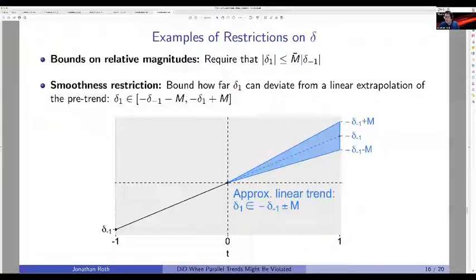Of course, we may not think that linearity is exactly right. And so we're going to think about these smoothness restrictions that say that this trend is smooth, so it can't deviate too much from the extrapolation of this line. So here I've said that there's some bound m such that if I had the true pre-treatment difference in trends, I could extrapolate that, and I wouldn't be off by more than m as to the true post-treatment difference in trends.